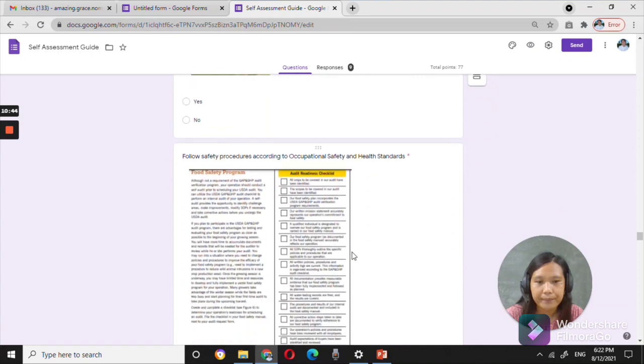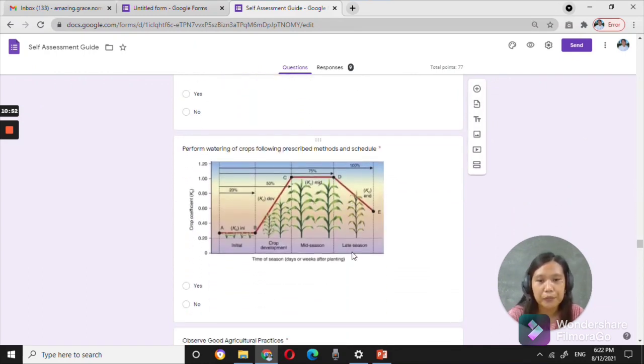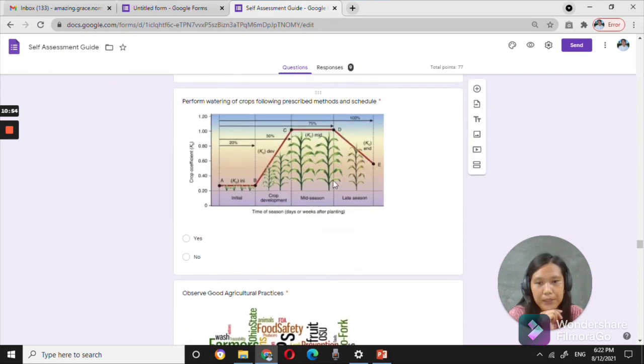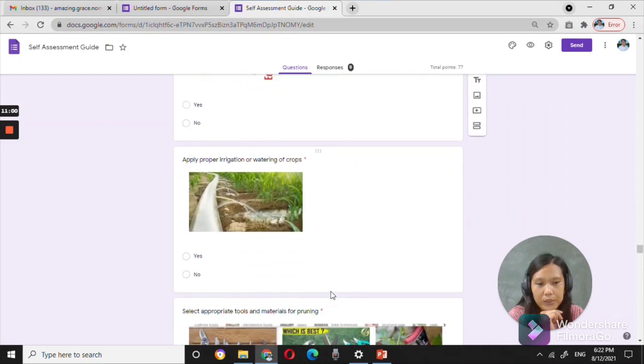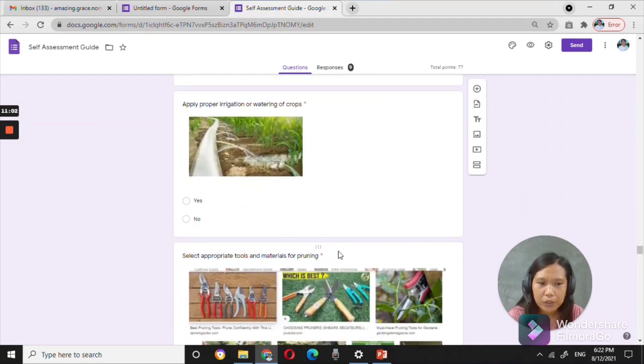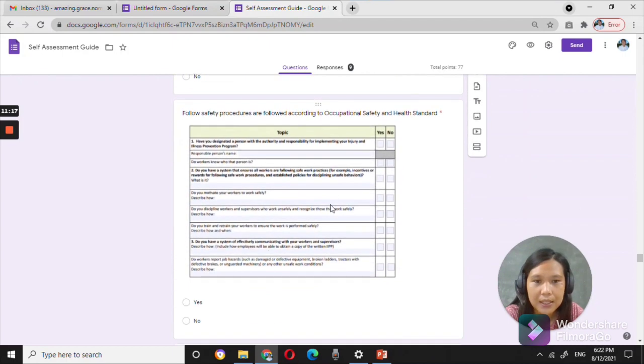So, that is it. Determine soil moisture content. You can use the field method. Perform watering of crops. Now, the most critical stage is the flowering stage. Good agricultural practices. So, talking about soil fertility, it is in the handout. I am no longer expounding because it is in the handout. But if you have questions, feel free to ask. Apply irrigation water, pruning activities, follow occupational health and safety standards.